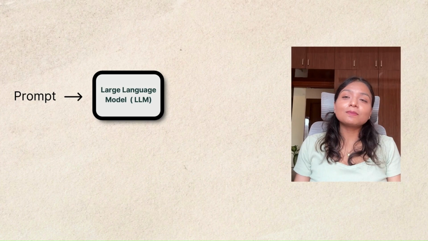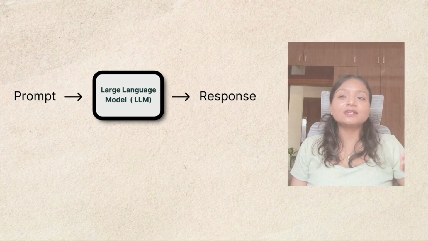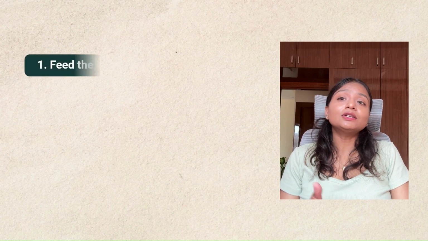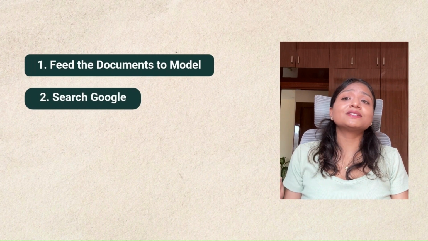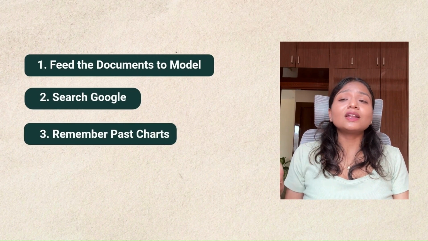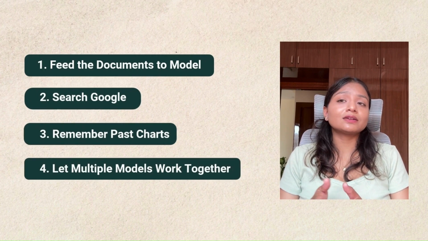So what you do is you simply input the user query and the model responds. But what if you want to do something more? For example, you want the model to feed some documents in, or you want the model to search Google, or let's say remember the past chats, or let's say you want multiple models to work together. In that case, the whole thing would break. And that's where LangChain comes into the picture.